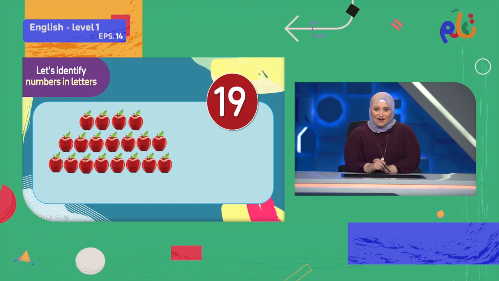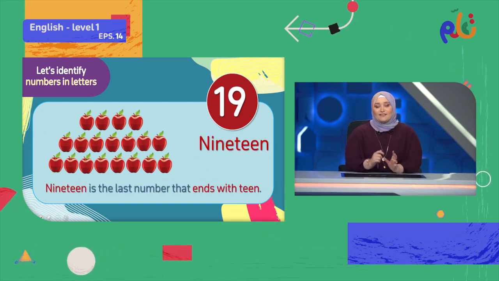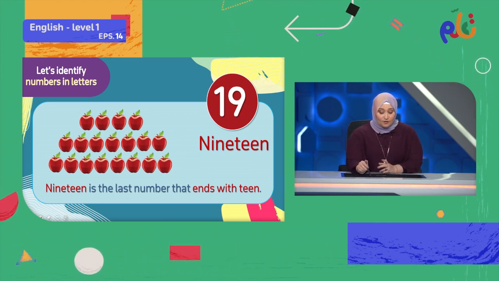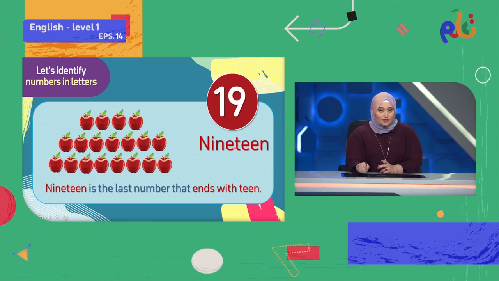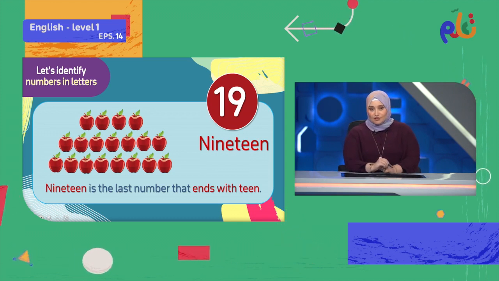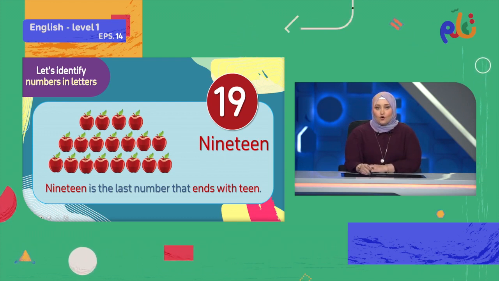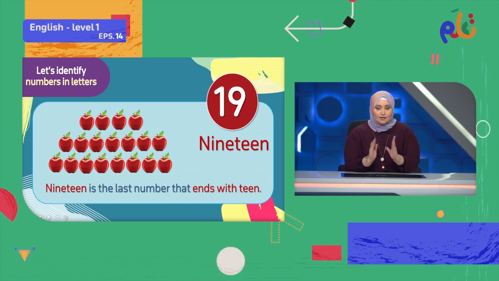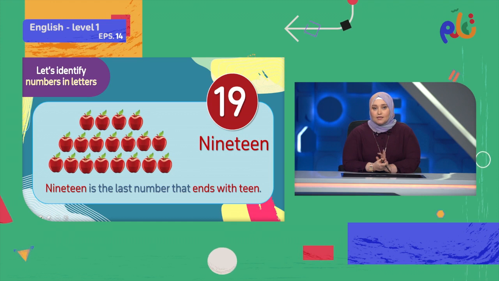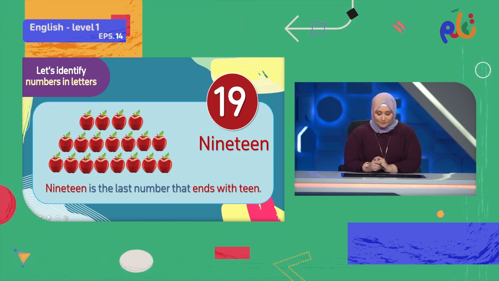19. So here we take 9 and then we put the teen. We do not exclude the E. Don't remove the E just because we don't say it. Not pronouncing it doesn't mean we don't write it. We don't write 9 as N-I-N and then teen. No, the whole word nine, then teen. 19 is the last number that ends with teen. It's the last number we say teen at the end of.